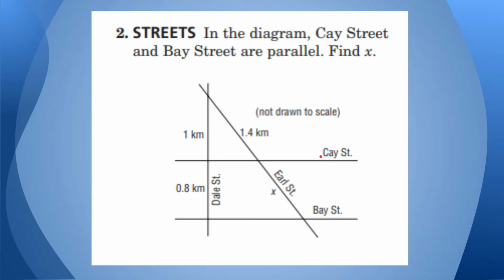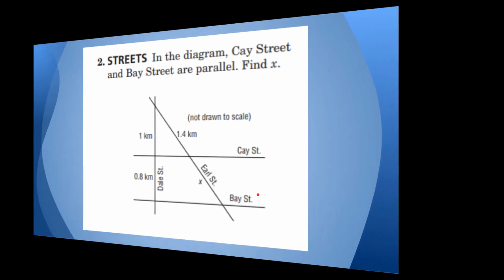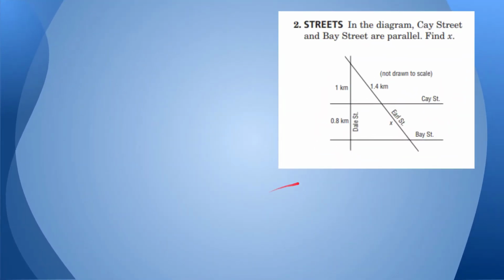Problem number 2, again, if you'd like to pause and work it out on your own, it says that streets in the diagram, K Street and Bay Street, are parallel. Find X. So here's K Street, here's Bay Street, here's some intersecting streets, and it wants you to find X. So if you want to work it out, pause now. Okay, putting that up in the corner over here, let's work through how to find X on this problem.